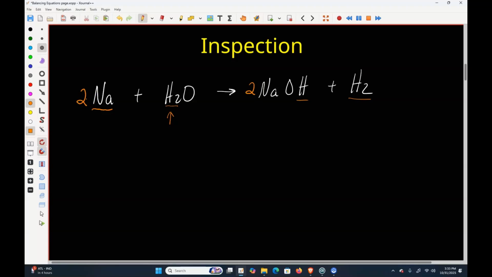So that's 2 sodiums, my oxygens. I have 2 oxygens on the right side. So I need to fix it on this side. Let's put a 2 here. All right, so I have 2 sodiums, 4 H's, 2 plus 2 is 4 H's, 2 O's, 2 O's. So this one is now balanced.